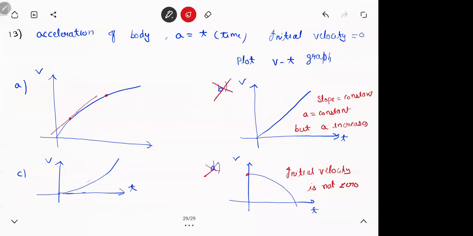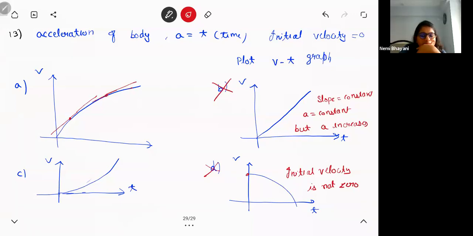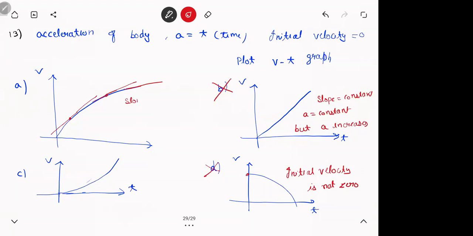Look at the slope. Slope is decreasing, no? That's what you guys are trying to tell. Slope is decreasing, which implies acceleration is decreasing, because in a VT graph slope is acceleration, isn't it? But A increases, isn't it? That's why this is wrong. Automatically, this is the only thing left. And you can see here actually A is increasing.